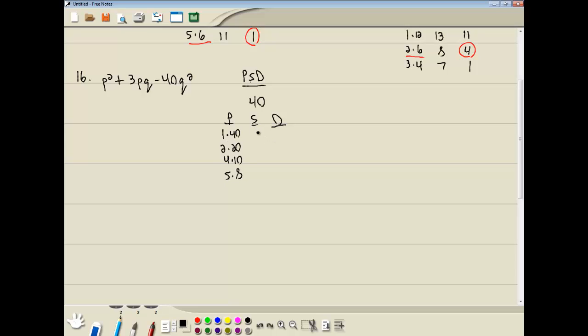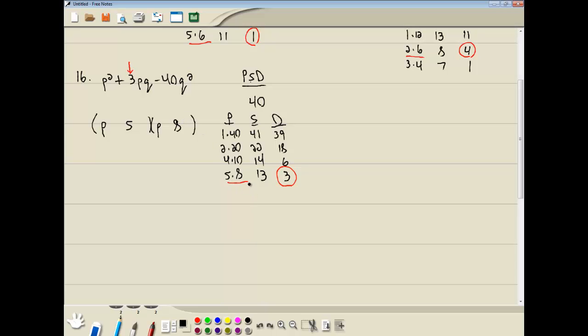Want to add those. 1 plus 40 is 41, 2 plus 20 is 22, 4 plus 10 is 14, 5 plus 8 is 13. The difference column, we want to subtract them, smaller from larger. 40 minus 1 is 39, 20 minus 2 is 18, 10 minus 4 is 6, 8 minus 5 is 3. Now the number we're looking for is the number in our middle term, which is 3, which is right here, so we're going to use 5 and 8. So I'm going to have p5, p8.